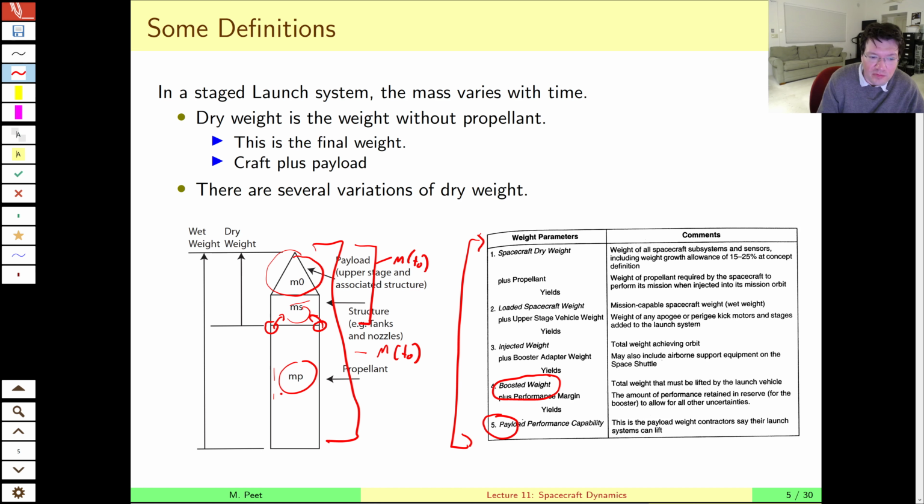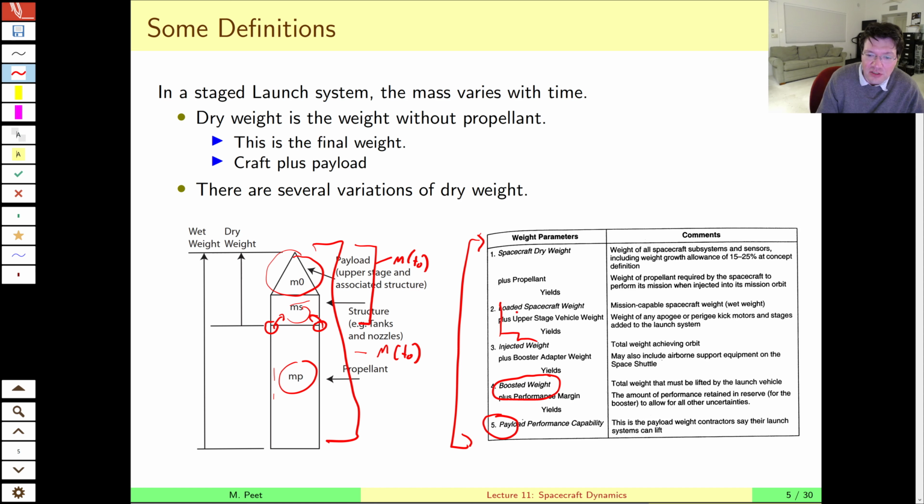So we have all of this stuff, right? And then on top of that we have the upper stage. So we can think of the payload as the upper stage. Now the upper stage, a Centaur upper stage, something like that, also has propellant, so we can think of it as a separate stage. But we're thinking about sort of one-stage rockets here.